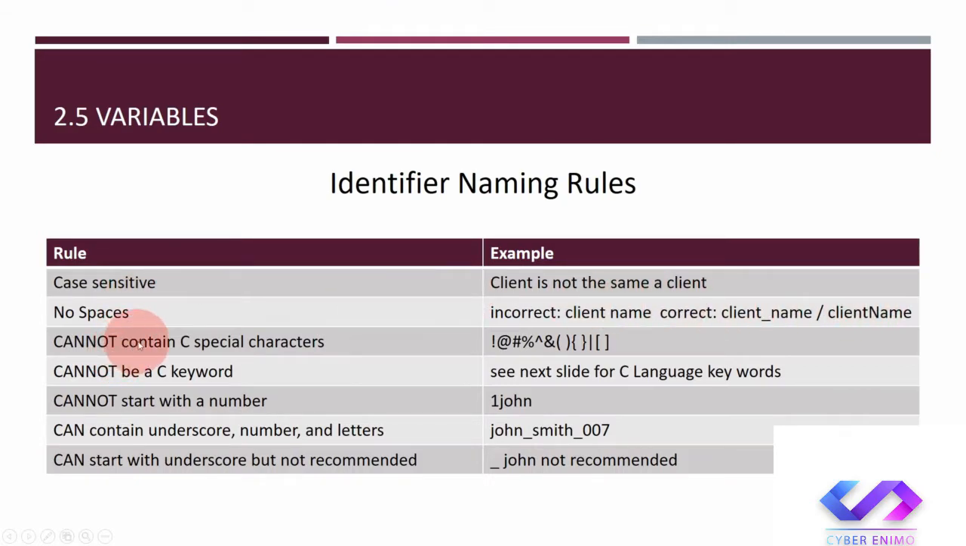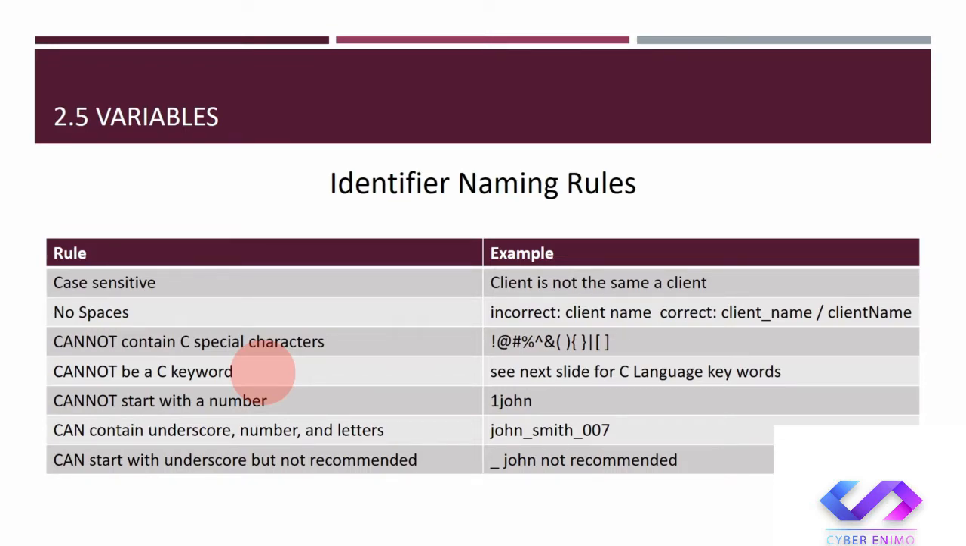Next, you can't have a special character in the name. Any of these characters are considered a special character, and you can't have them in the variable name. The next rule is you can't have a C keyword. In the next slide, I provide you a list of the C language keywords.